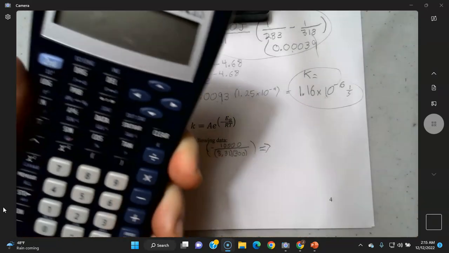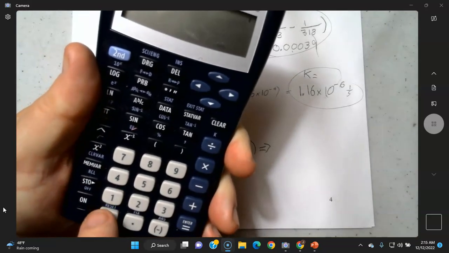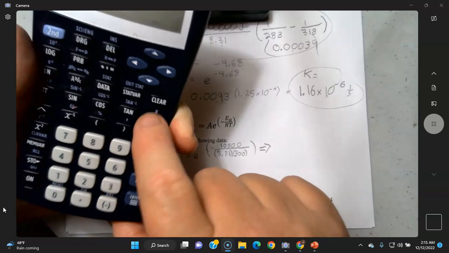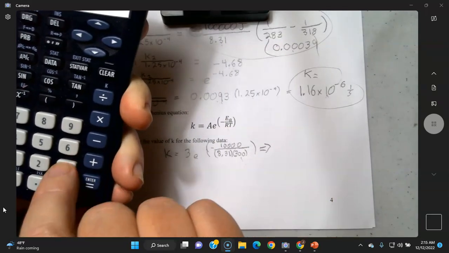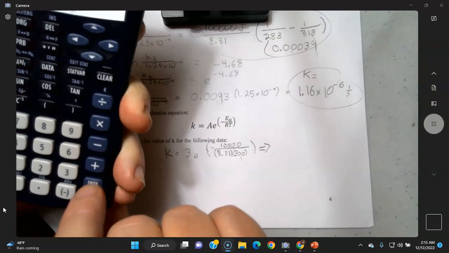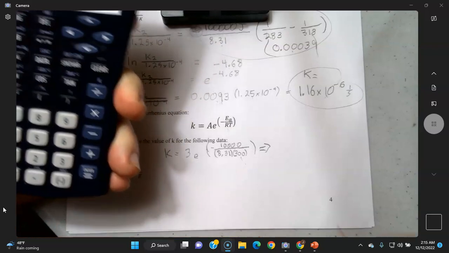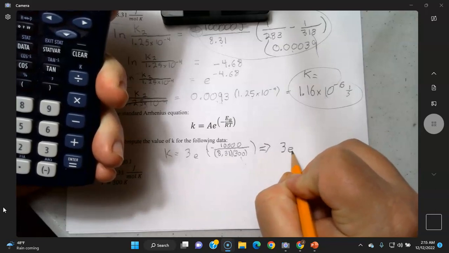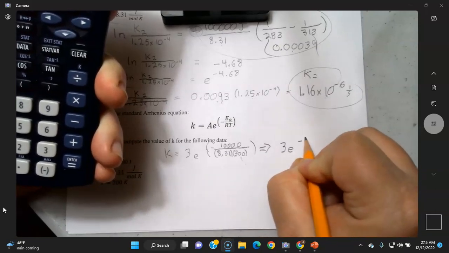So it's simply going to be 10,000, I know it's a negative, divided by 8.31 divided by 300 equals. Okay, and it's 4. So I'm going to put a negative in front of that. So I'm going to rewrite this as 3e to the negative 4.